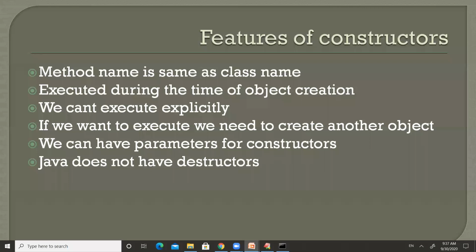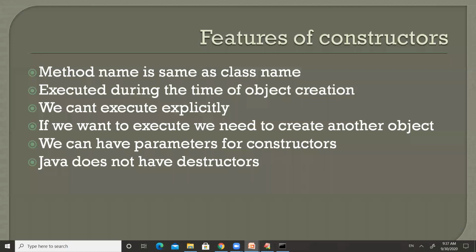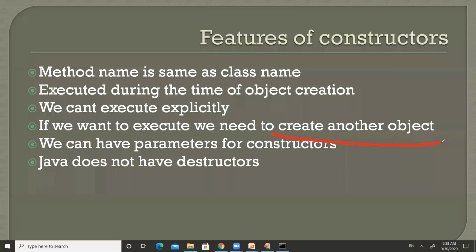If we want to execute it again, we need to create another object. In case of constructors, it will be executed during the time of object creation, and we cannot call them explicitly. If I want to execute the constructor again, I need to create one more object. So that is the meaning of this fourth point. We need to execute it by creating another object for that class.